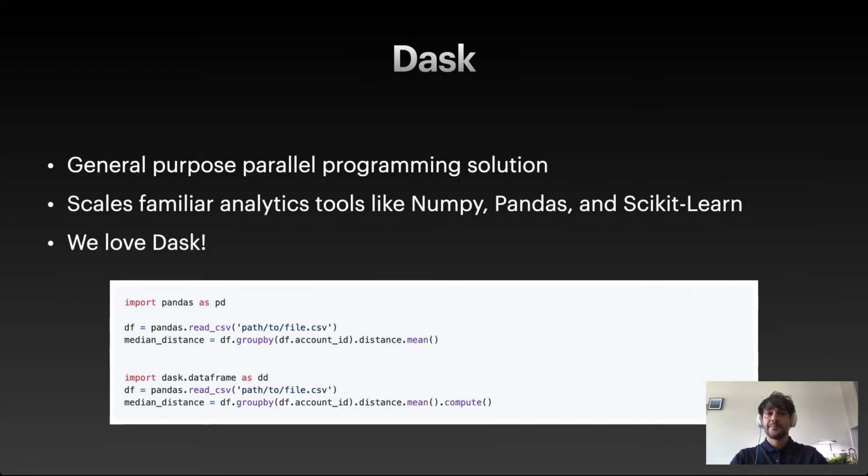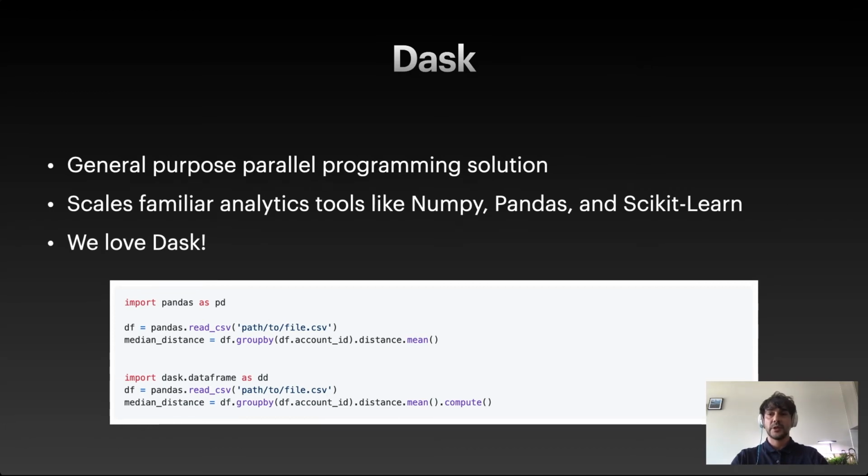The last library is Dask. We love Dask at Fanalytical. So it's basically a general purpose parallel programming solution that scales familiar analytic tools like NumPy, Pandas, and scikit-learn. So I said that we love Dask basically because they don't try to reinvent the wheel. There is a really established API, like the Pandas API, and they basically re-implemented that in a parallel way.